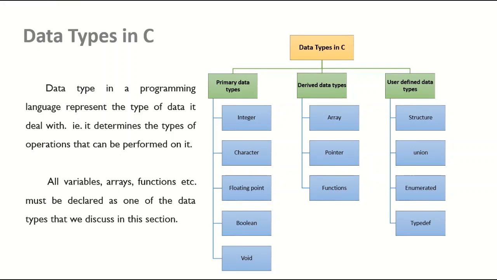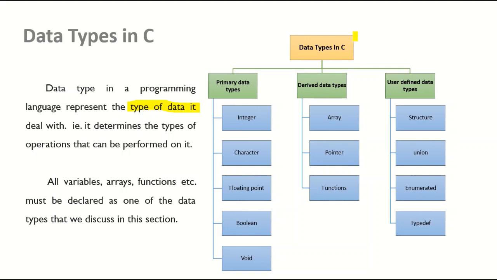Data types in C. Data type in a programming language determines the type of data it deals with. That is, it determines the type of operations that can be performed on the data. All variables, arrays, functions, etc. must be declared as one of the data types that we discuss in this section.